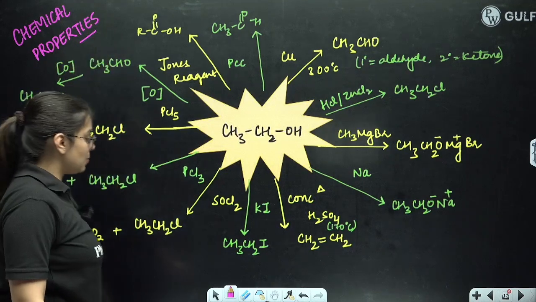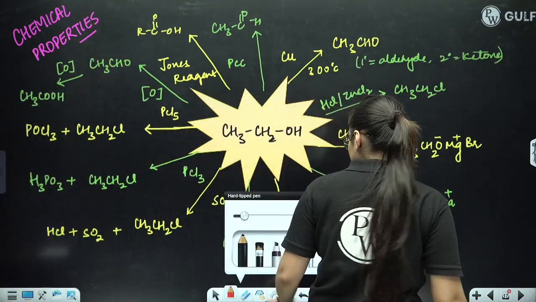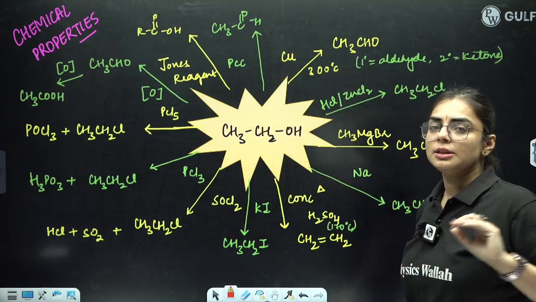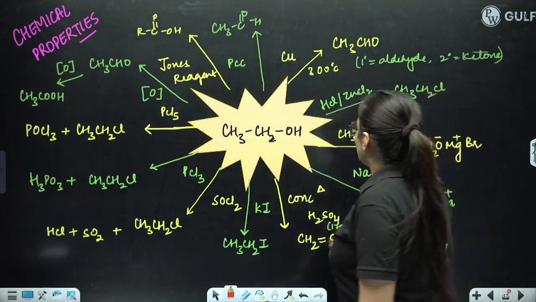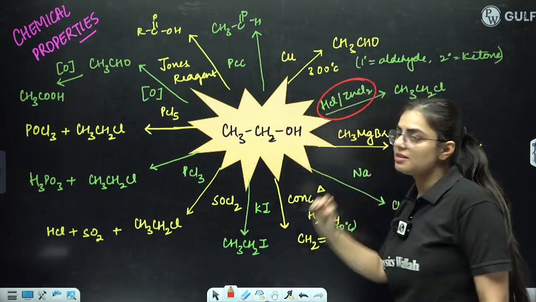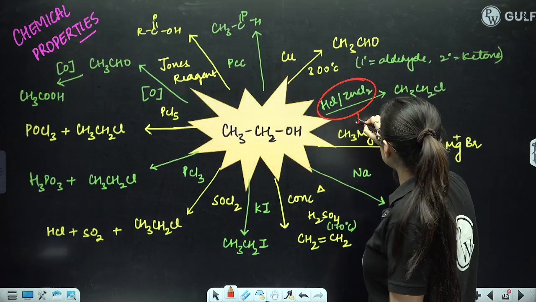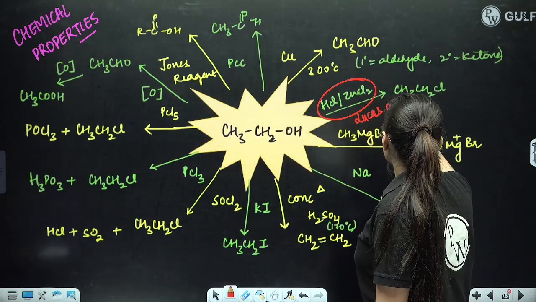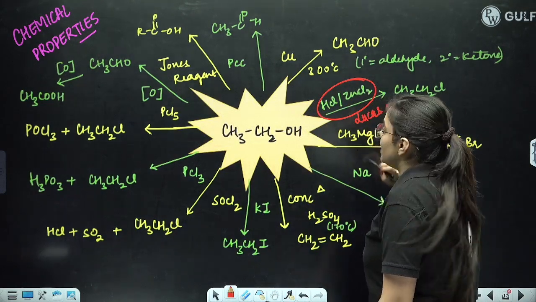These are the chemical properties on a single sheet. Let's understand it. So always remember students, when you are taking Lucas reagent, that is HCl with ZnCl2, this is Lucas reagent. It's very simple, very simple.